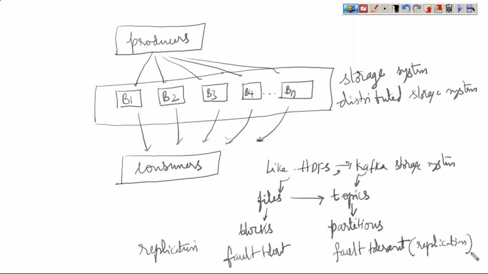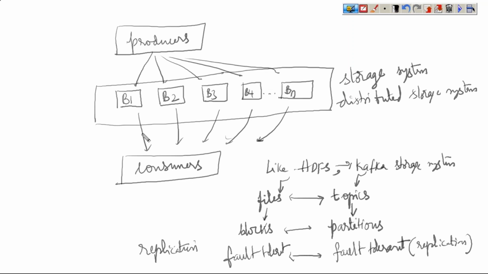Try to understand this. I'm trying to compare the HDFS and Kafka storage systems. Why? Because we already know what HDFS is and what the format of data storage in HDFS is. That's why I'm telling you the data is stored in this form. I'm trying to compare these two: files and topics, blocks and partitions. Here files, here topics. It is also fault tolerant. Okay, is it clear until now?